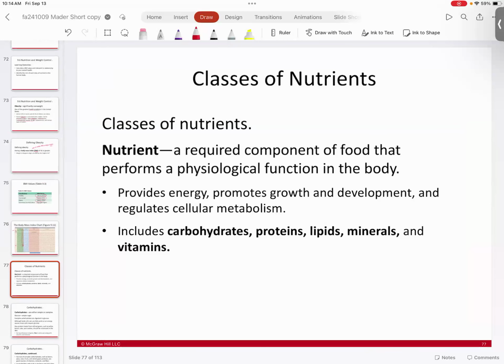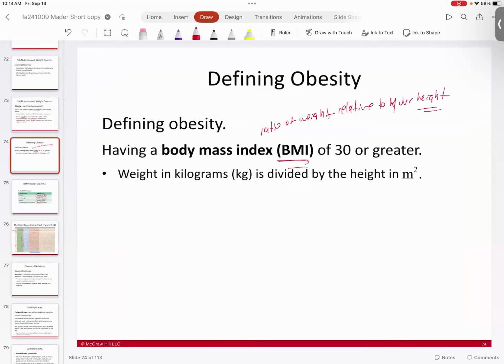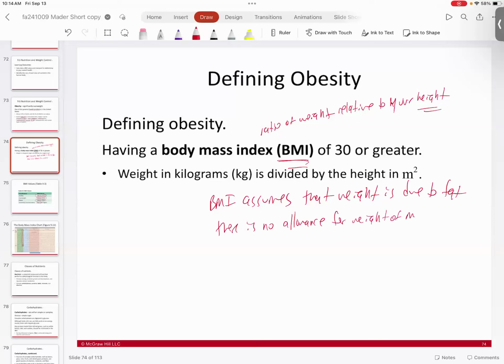Some doctors live and die by that. Some don't. But here's the problem. There's a serious caveat to BMI that you have to be aware of. Here's the thing. BMI assumes, and it's a false assumption, that weight is due to fat. There is no allowance in BMI for the weight of muscle or bone.